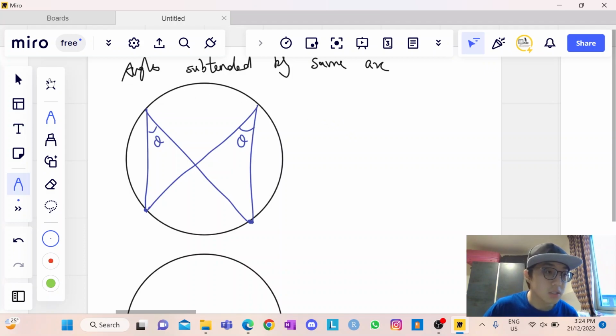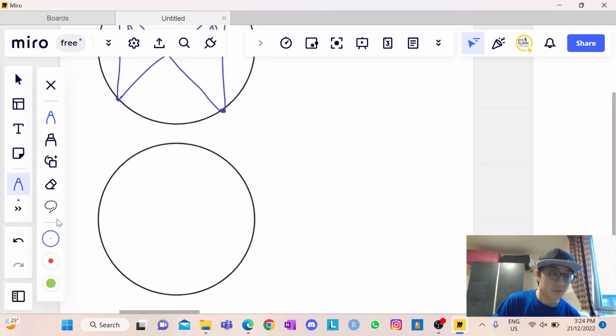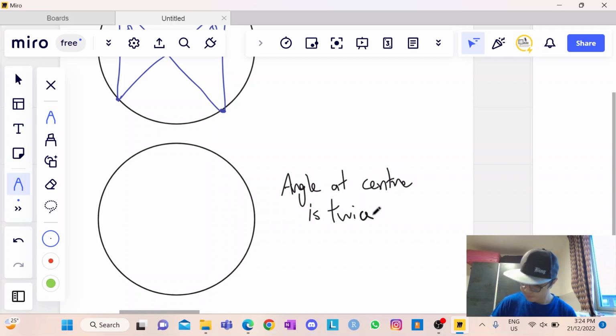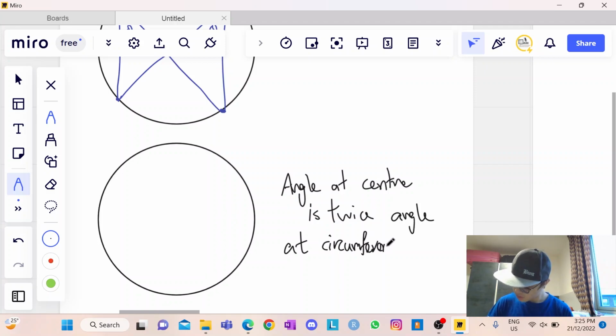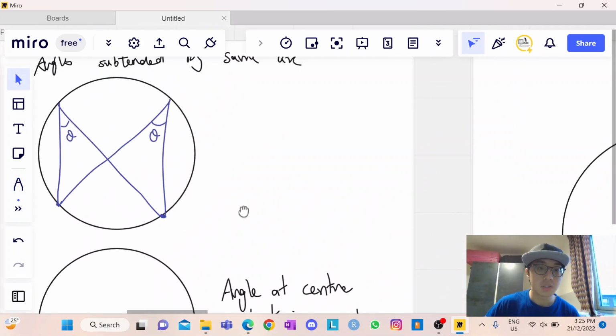However, what's the second circle for? The second circle here is for the angle at the center. Angle at the center is twice the angle at the circumference when they are subtended by same arc. All right, so I'm going to just convert this.